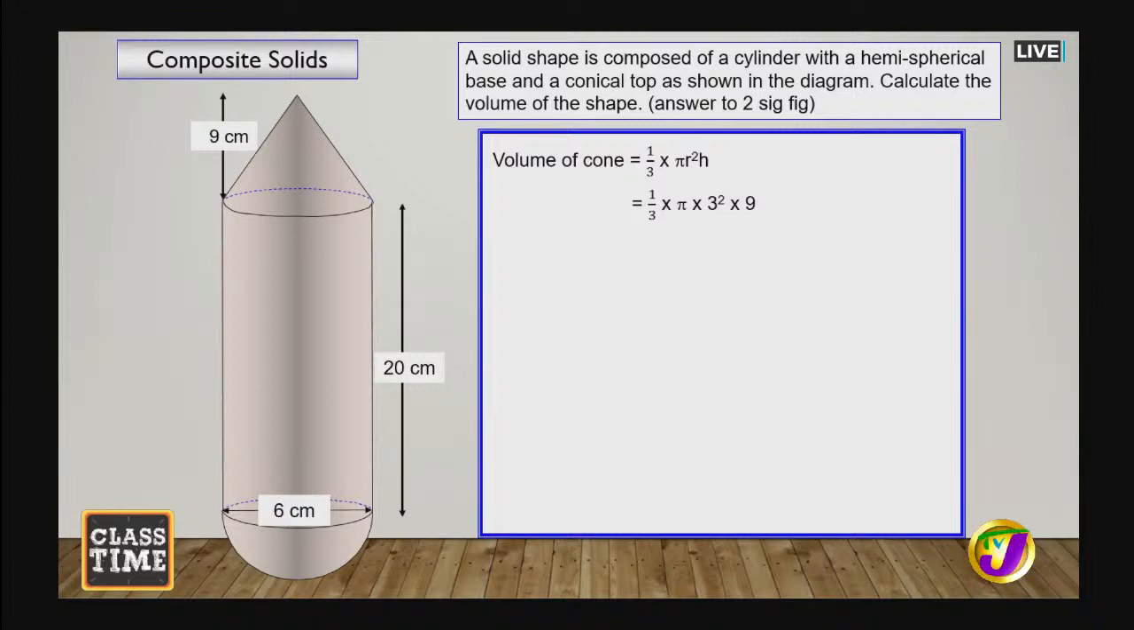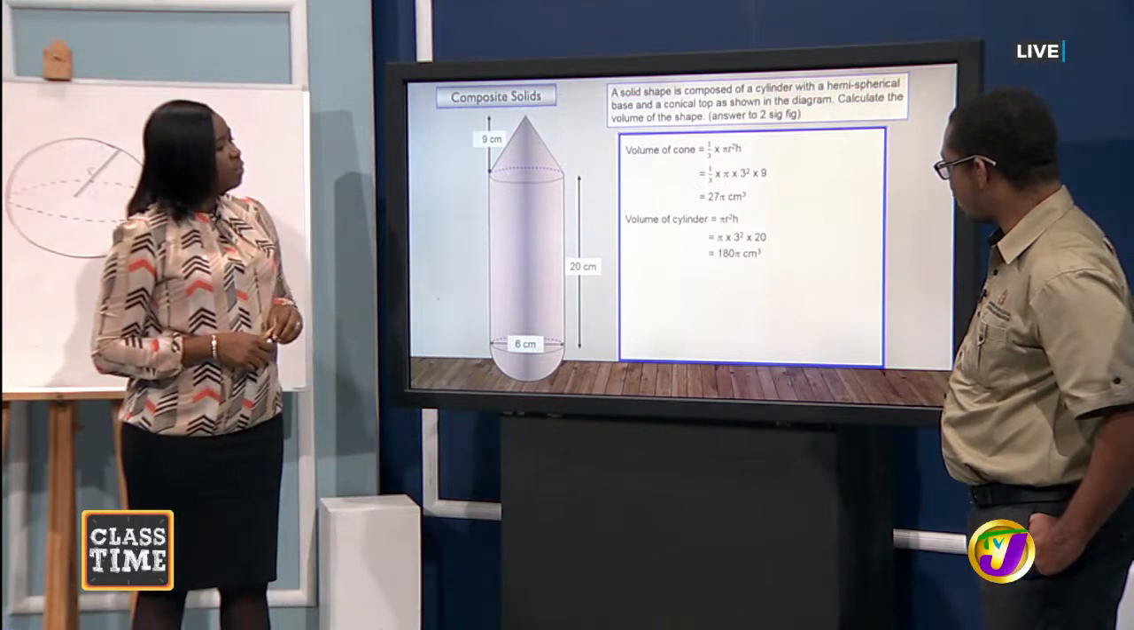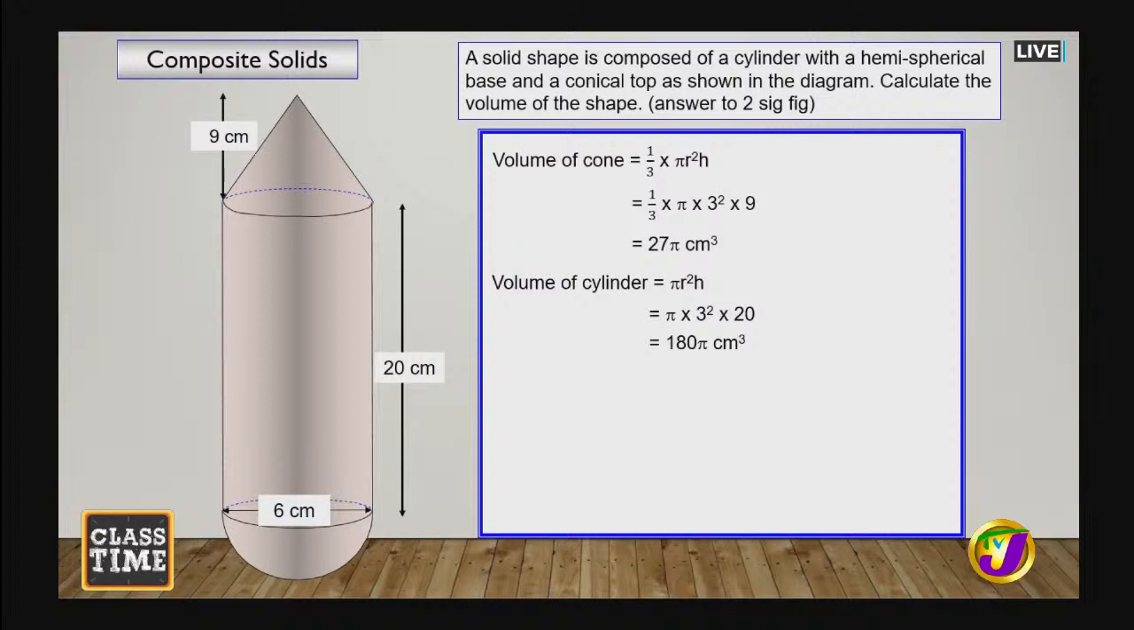Substituting those values into the formula for volume of a cone, we get the volume to be 27 pi cubic centimeters. So let's look at the cylinder. We're going to use the same radius and substitute it into the formula, and that will give us the total volume of the cylinder to be 180 pi cubic centimeters. And remember, the hemisphere would be 2/3 pi r cubed.